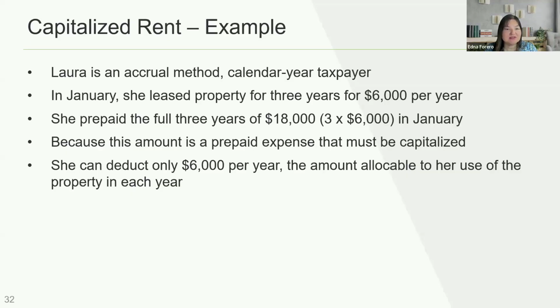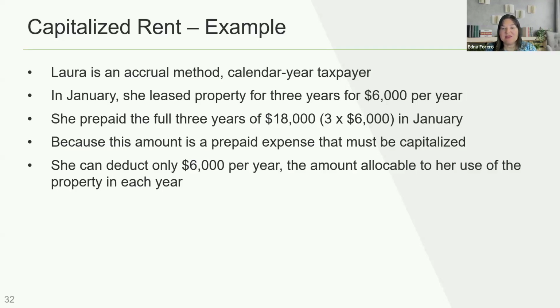Here's an example of capitalizing the rent for you, and you'll find a few more in the book as well. In this particular case, this is the 12-month rule also. So Laura is an accrual method calendar year taxpayer. In January, she leases a property for 3 years at $6,000 per year. She prepays the full 3 years at $18,000 in January. But since this is a prepaid expense, it has to be capitalized. She can only deduct $6,000 per year, which is correct because she's under that accrual method for the 3 years. So $6,000 for year 1, year 2, year 3, right?